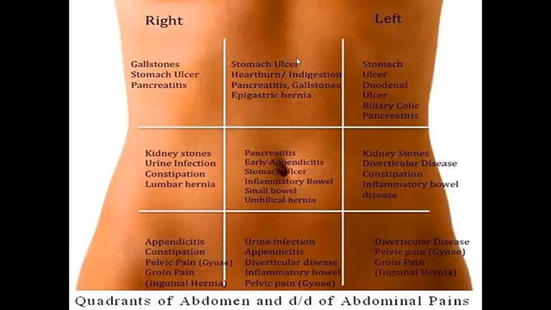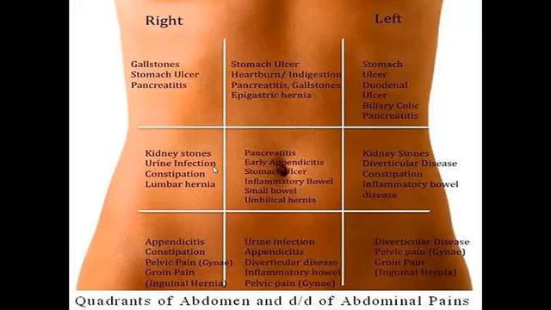Pancreatitis, because the pancreas is present in this area, and epigastric hernia, because this is going to be called the epigastric region. Left hypochondriac region. The patient is going to be present with stomach ulcers and duodenal ulcers because here is usually a part of the stomach. Biliary colic and pancreatitis because here the tail of the pancreas is present.